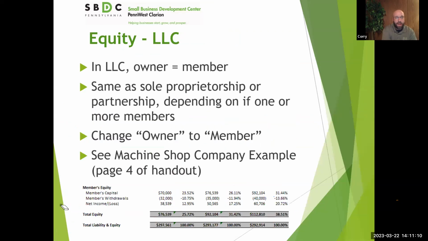And that's how your LLC is going to be figured out. It just follows along with the sole proprietorship or the partnership. Now, the LLC can also be an S corporation. So when we look at that here in just a moment, it would look just like that as well. The main thing is that when you are an LLC, you change your name from being an owner of the business to being a member of the business.